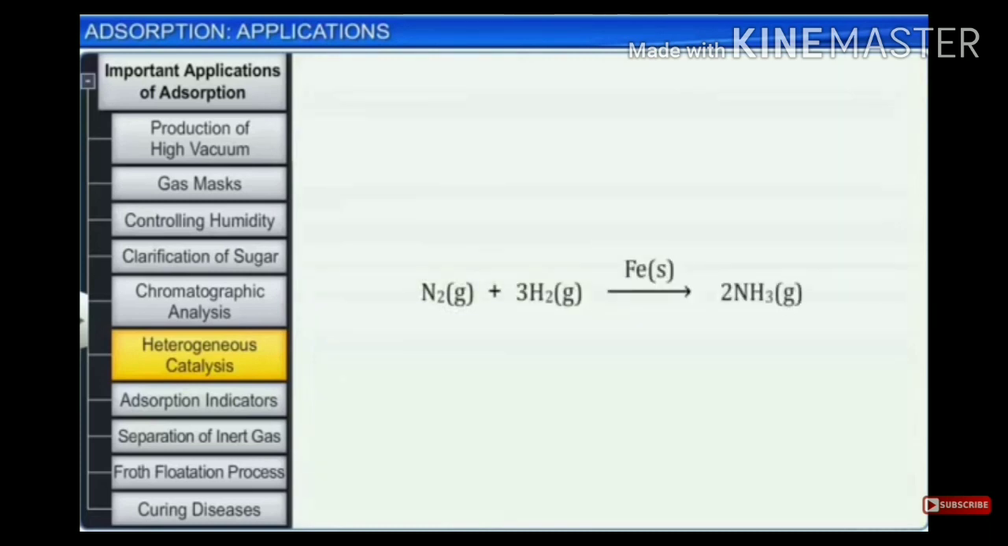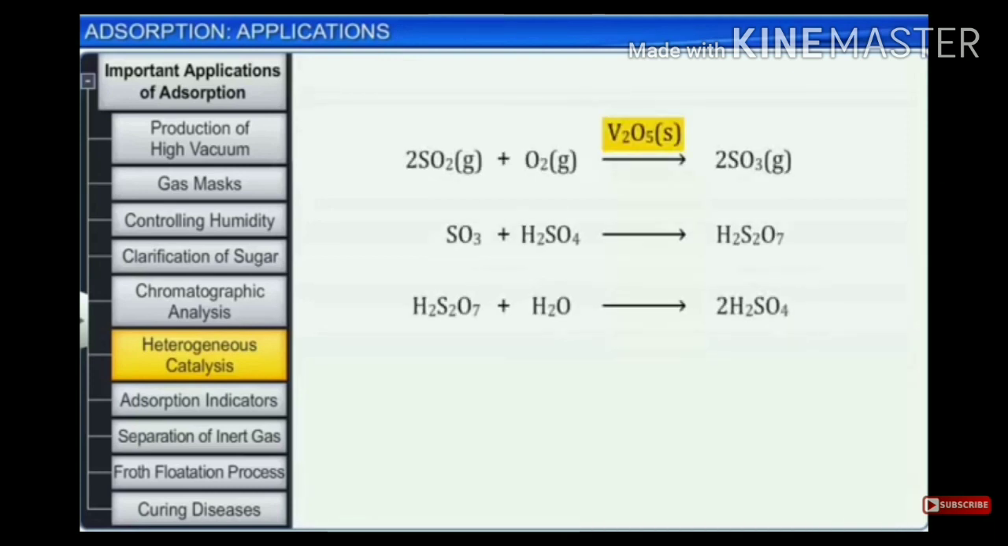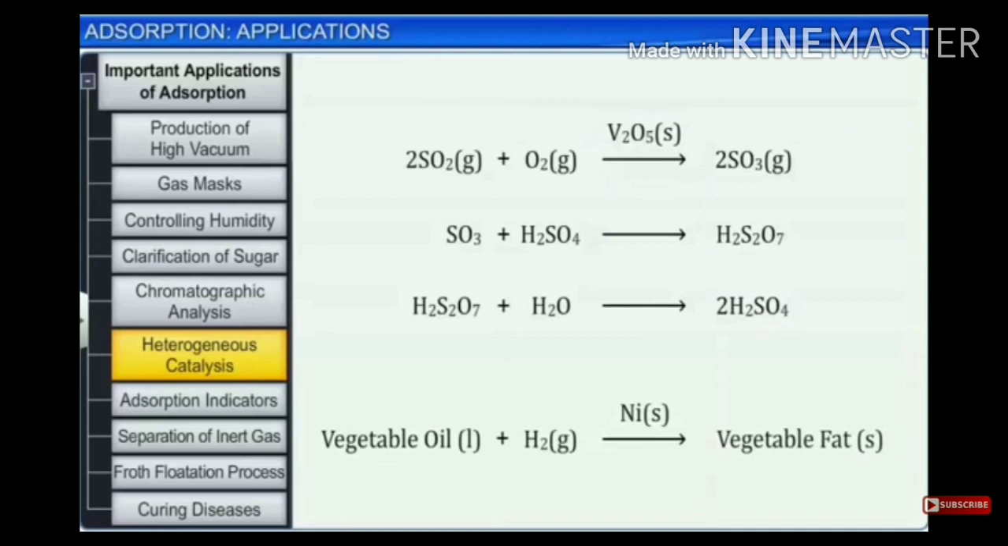A majority of heterogeneous catalysts are solids. For example, iron is used as a catalyst in the manufacture of ammonia. The use of vanadium pentoxide in the manufacture of sulfuric acid by the contact process and of finely divided nickel in the hydrogenation of oils to fats are other excellent examples of heterogeneous catalysis.